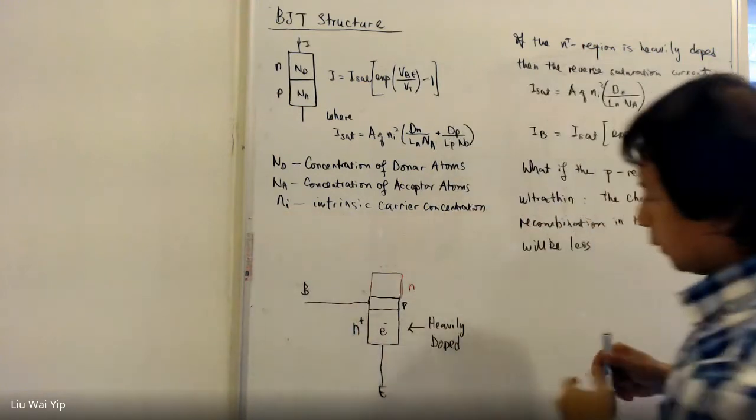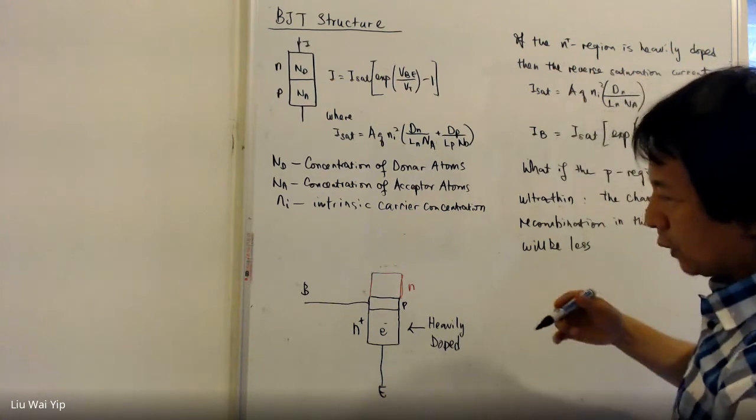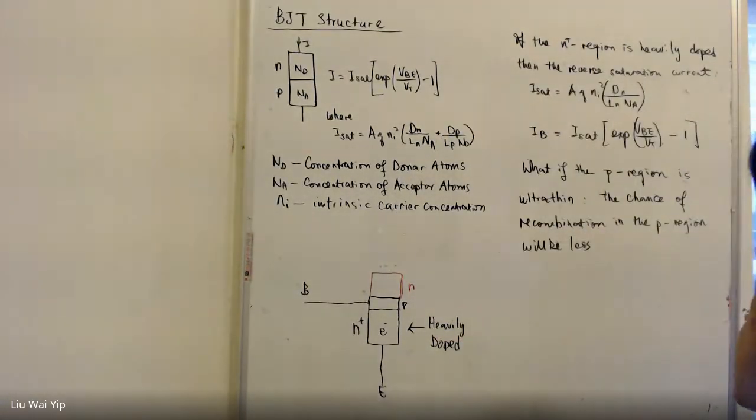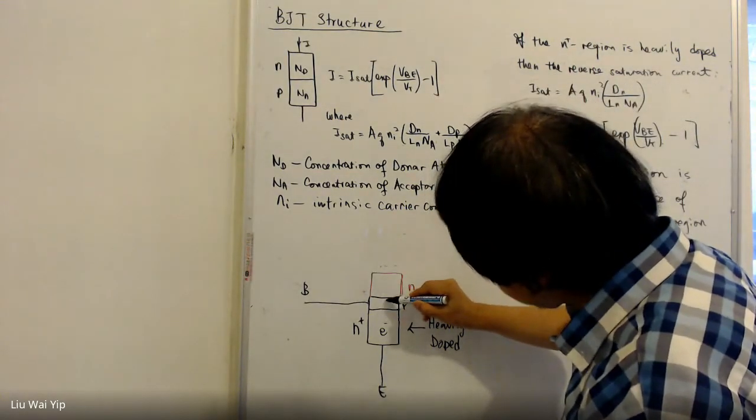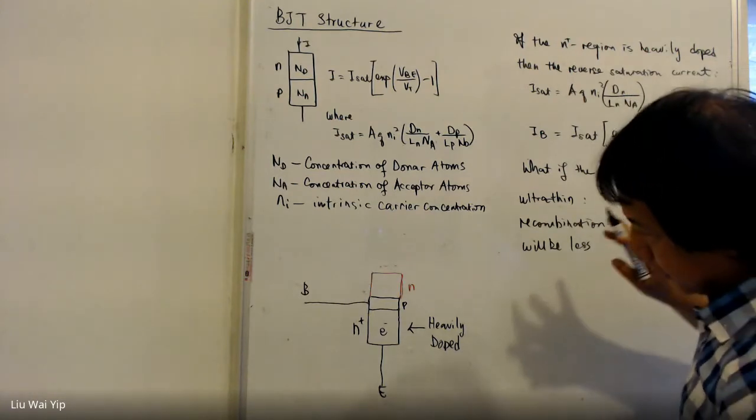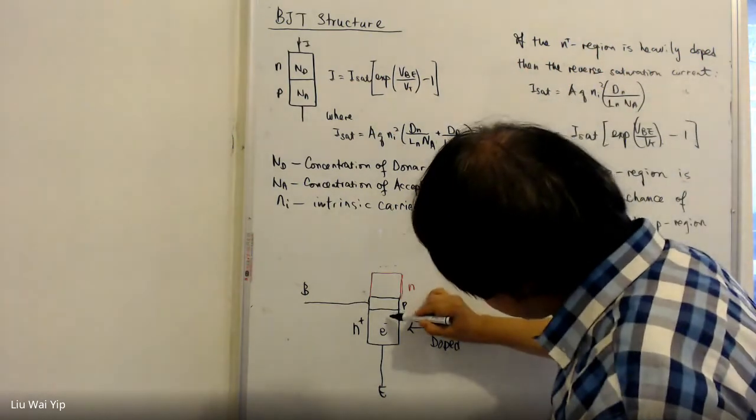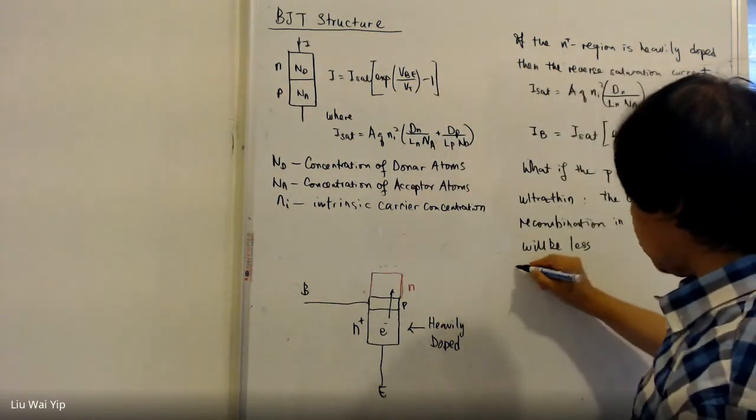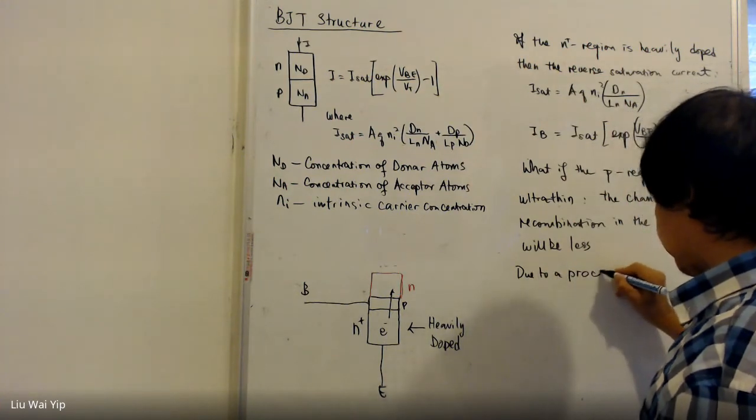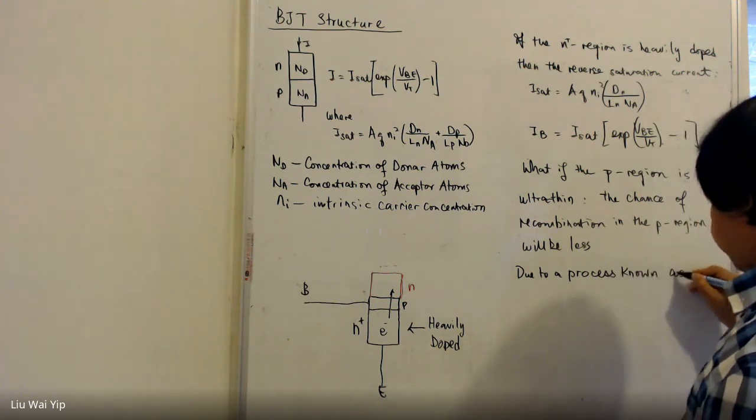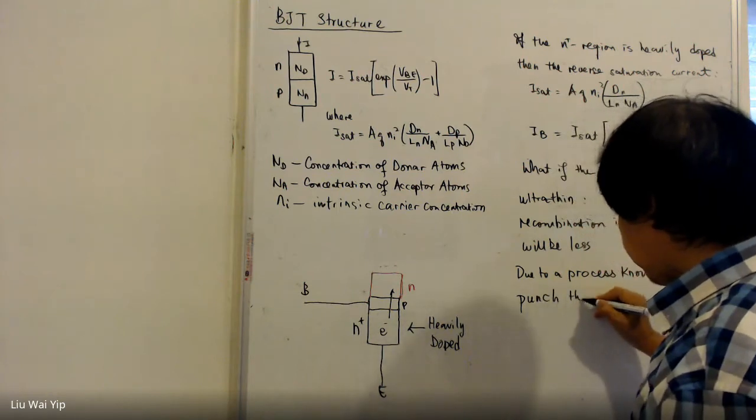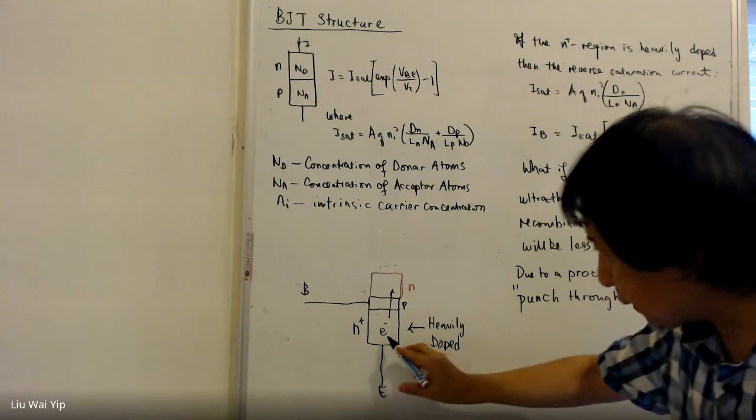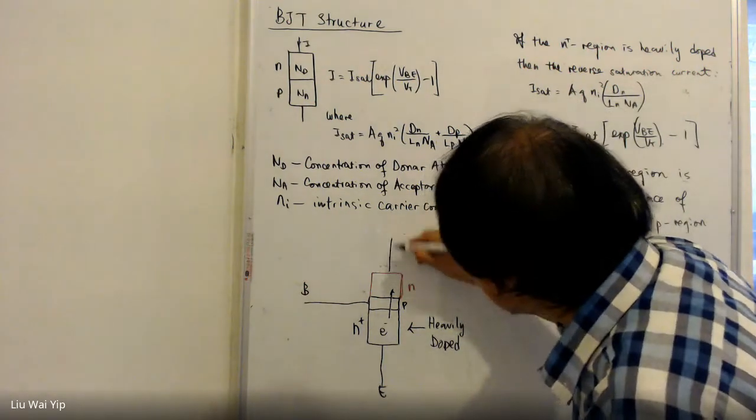If the junction here is under a reverse bias, then the current here, I tell you what, if this region is thin, the chance of recombination is less. And the chance of the electron going straight through is higher due to the process known as punch through. The electrons from the N plus region just go straight to another N region here.